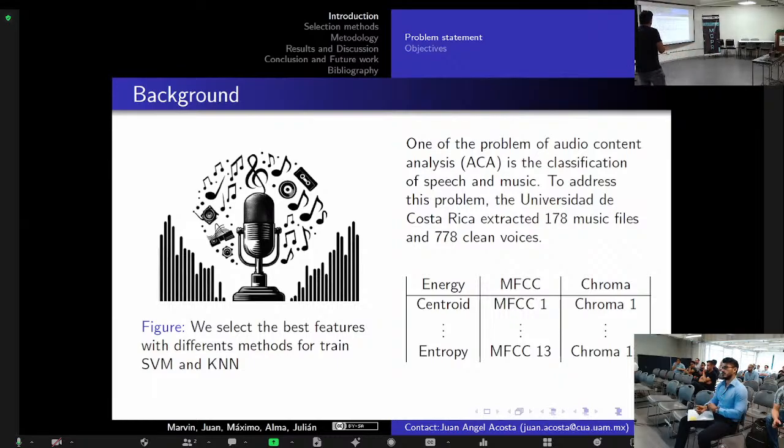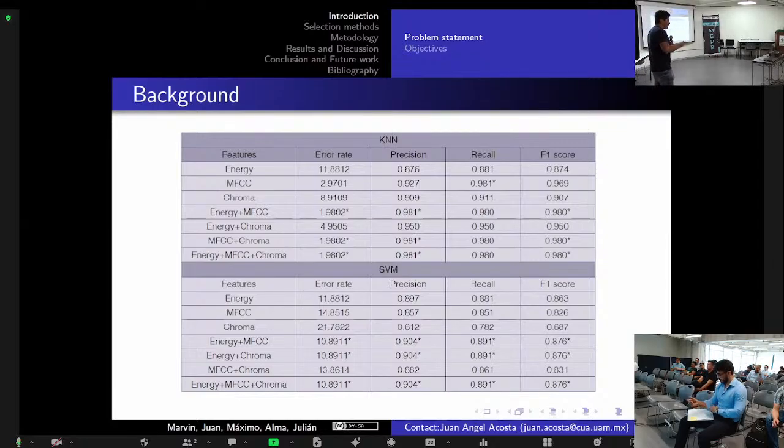On the other hand, they used four typical classification algorithms: naive Bayes, random forest, KNN, and SVM. These are the two best classification algorithms. For KNN, the best performance is the energy with MFCC, MFCC with chroma, and all data, with 0.981 in precision. For SVM, the best performance is the energy with MFCC, energy with chroma, and all data, with a precision of 0.94. It's important to say that they reduced the filter sets for each algorithm.